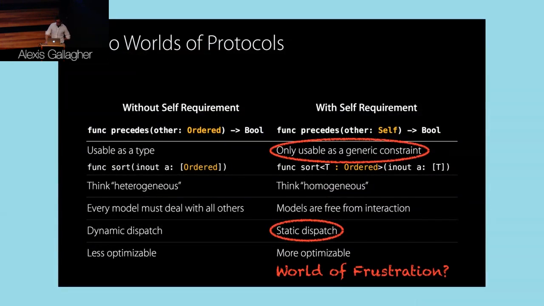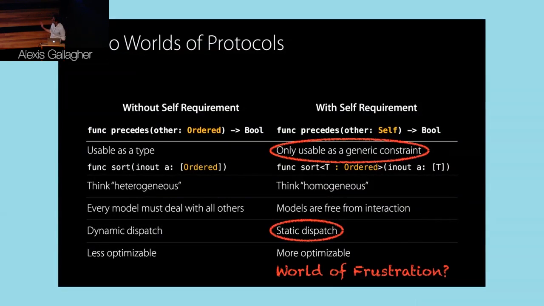Now, if you were a skeptic, you might say that some of the things on the right side were not great. Only usable as a generic constraint poses a lot of requirements on how you use it. All I wanted was Equatable, but now I'm stuck with generics and static dispatch. Are these two worlds? Is this like the world of frustration? I don't think it needs to be that way, but I can understand why people are frustrated when they bump into this issue and don't understand the motivation behind it.